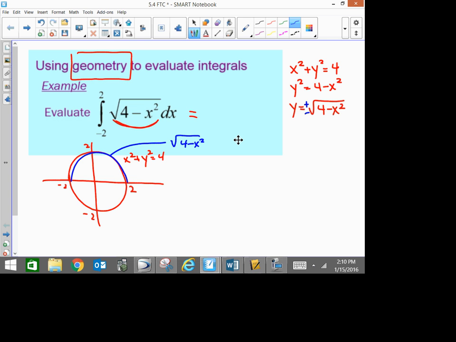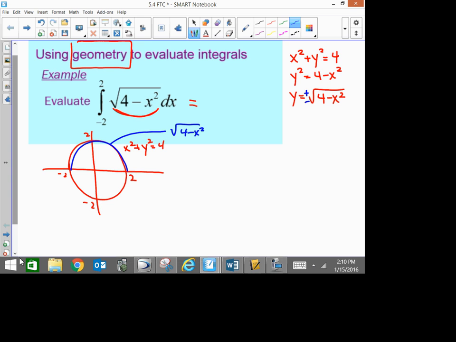Okay. So do we know how to find the area? Because that's what an integration is, right?